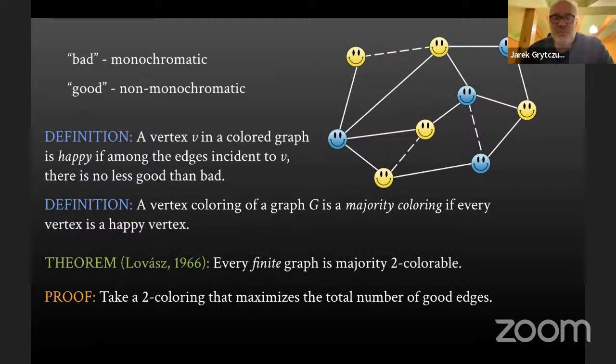So this is a really simple proof of a really simple fact, but in some sense I think it's quite lovely, because it says that with just 2 colors, we can make all vertices of a finite graph happy in this sense, that at least half of the edges at every vertex are good.